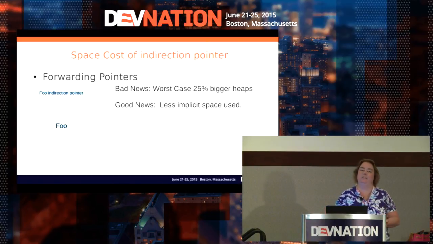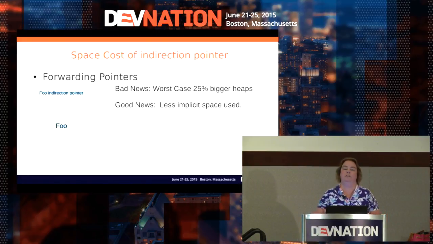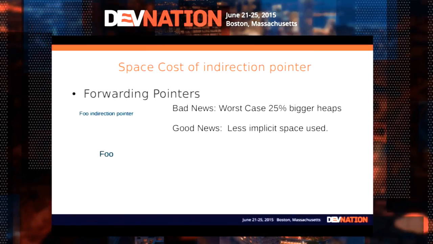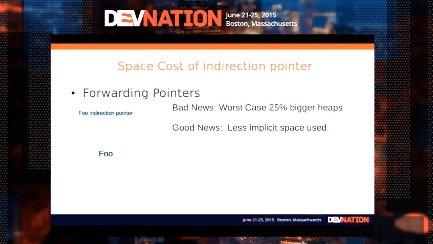All right, but it does have a space cost. In the worst case scenario, if all of your objects are the smallest that they could possibly be, it's going to be a 25% overhead. But we use less implicit space. I don't know if any of you have ever tried to run Java and said, I want a 256 megabyte heap, and then done a ps or a top and seen, oh my gosh, I'm running with 300 or 320 megabytes. The VM has internal data structures that are what I call implicit space. And we actually have fewer of those. So we use less implicit space.